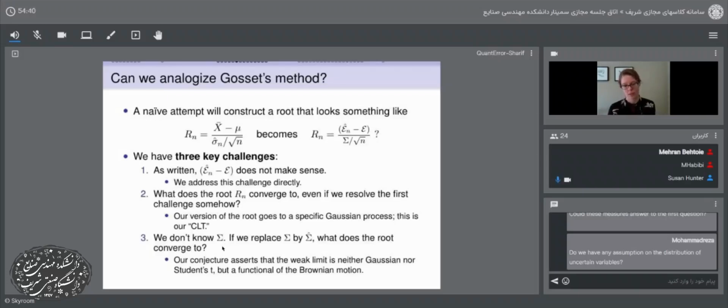And then the third challenge is that we don't know this standard error object. We don't know sigma. And if we replace sigma by sigma hat, where somehow we are able to estimate something like that, then what does the root converge to? And we have a conjecture that asserts the weak limit is neither Gaussian nor Student's t, but it's going to be a functional of the Brownian motion.